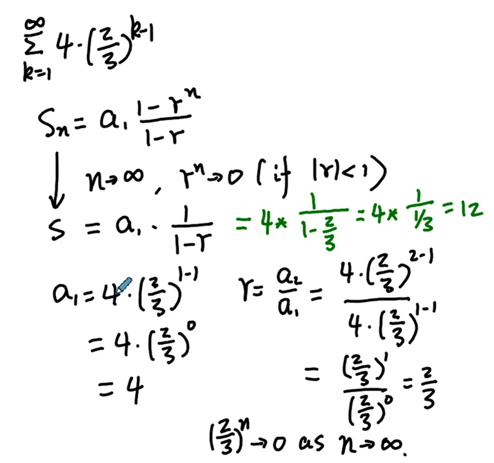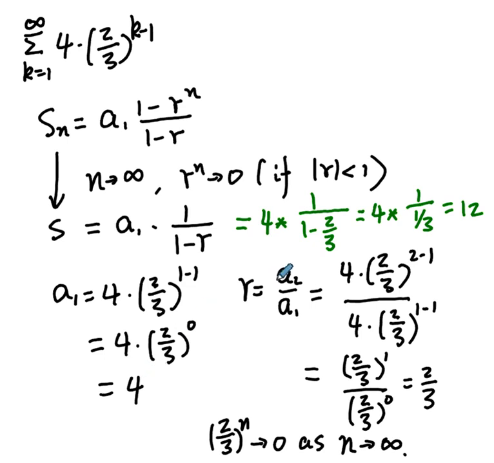We know that a1, the first term, you substitute 1 for k, you will find out a1. So 4 times 2/3 to the, here k from 1, so you put 1 minus 1 here on the exponent, that's 0. 2/3 to the 0 is 1, not 0. Any number to the 0 is 1. So you have a1 is actually 4.